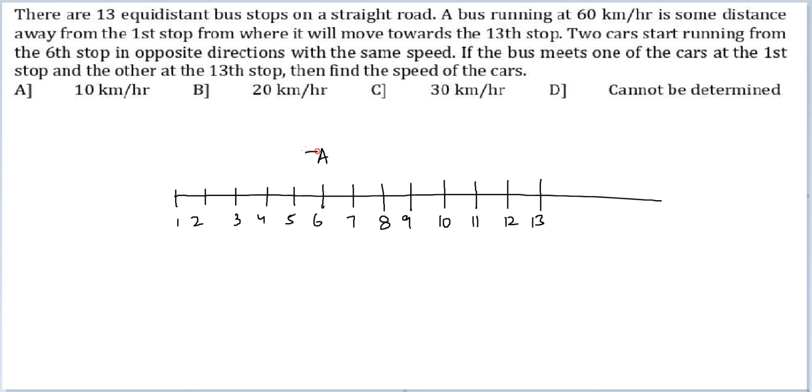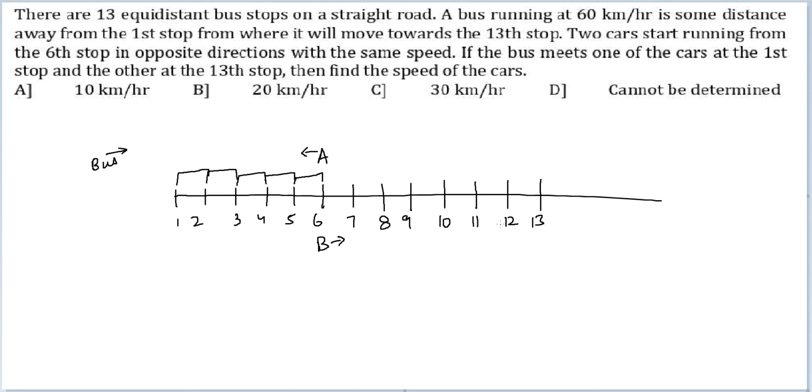One car is moving this way. I'm calling that car A. One car is moving this way. And I have a bus coming this way. Now, how much distance will A have traveled? 1 distance, 2 distance, 3 distance, 4 distance, and 5 distance. A has traveled 5 units of distance this way.